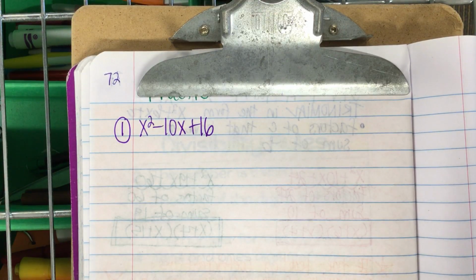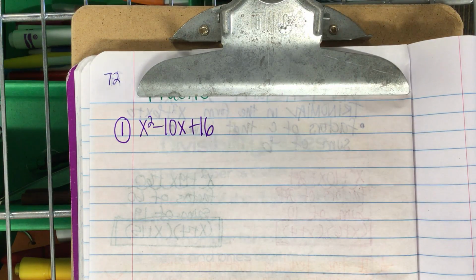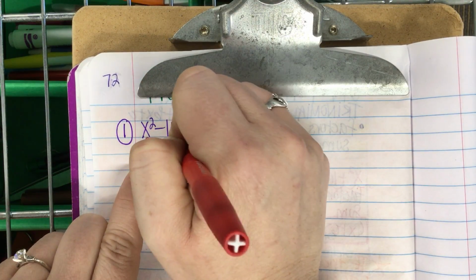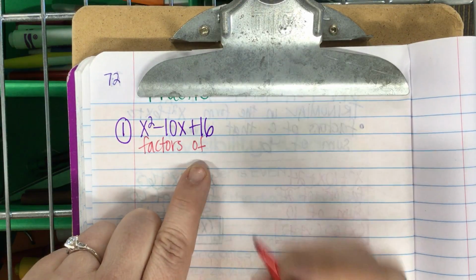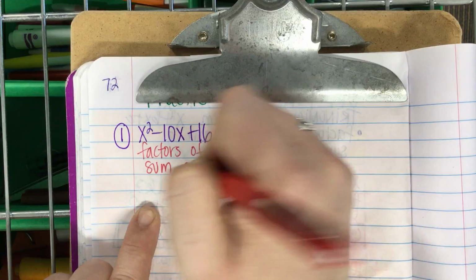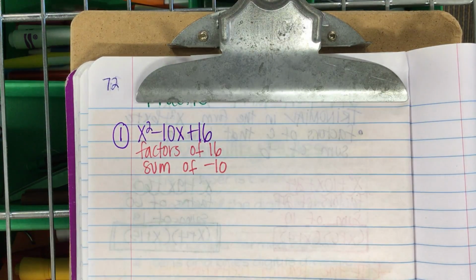X squared minus 10x plus 16. Is there a leading coefficient? No. Is there a negative that we have to factor out? No, so this is just a simple, easy problem, correct? All right, so I'm looking for factors of 16 that have a sum of... Now here's what you need to start being able to do mentally.